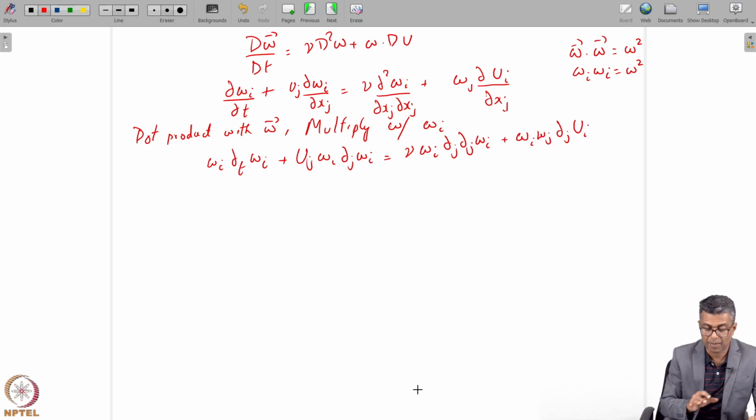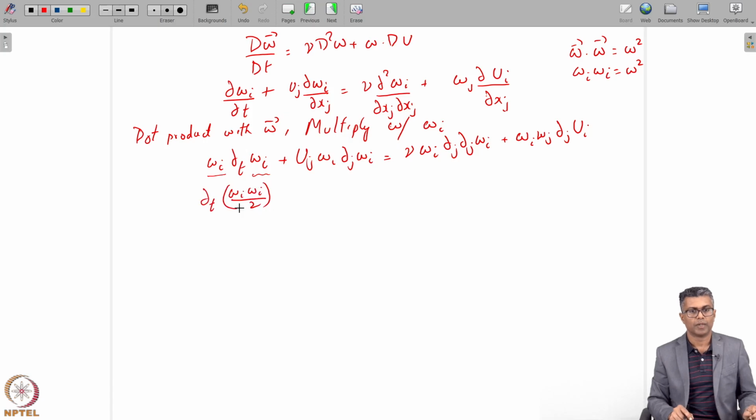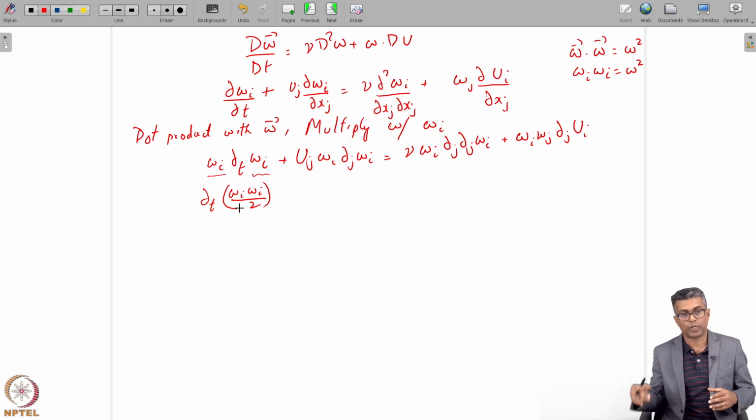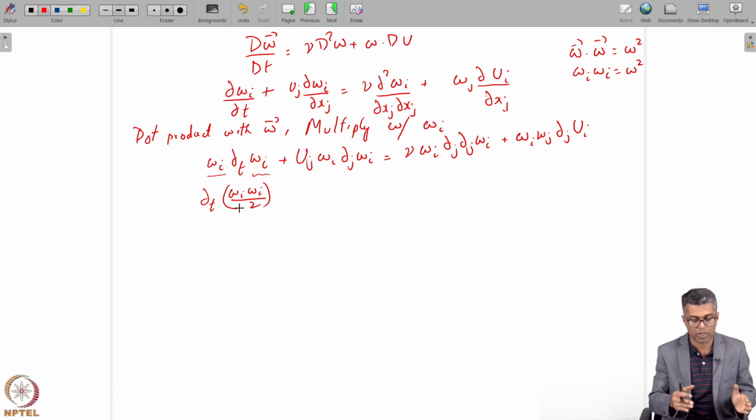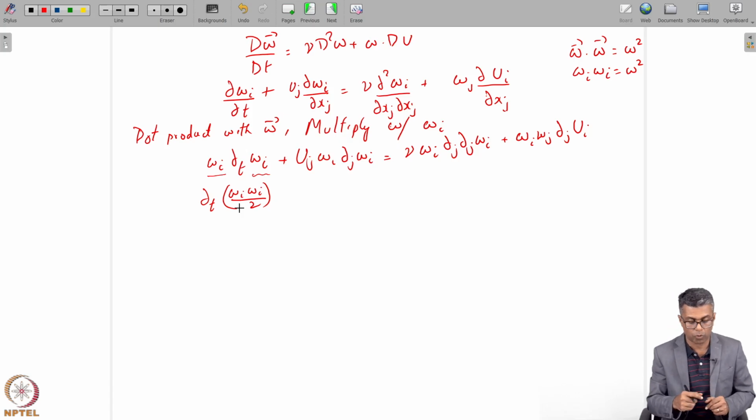Now I'll do the same thing for a lot of terms. What I'm going to do is take the omega inside here. So this becomes del t of omega I by 2, because I can take the omega I inside and it becomes omega I squared by 2. If I take a derivative, omega I squared by 2 becomes 2 omega I over 2. So the 2 and 2 get cancelled and I get back omega I. So essentially omega I multiplied in there, if I take it into the derivative, becomes omega I over 2.